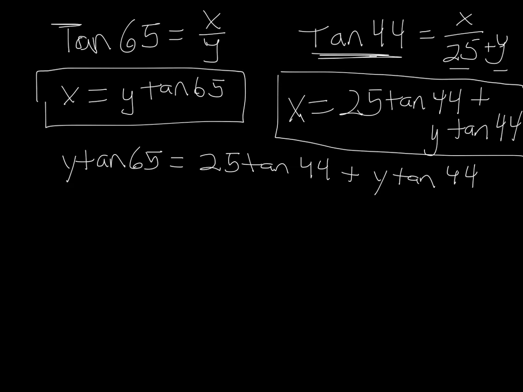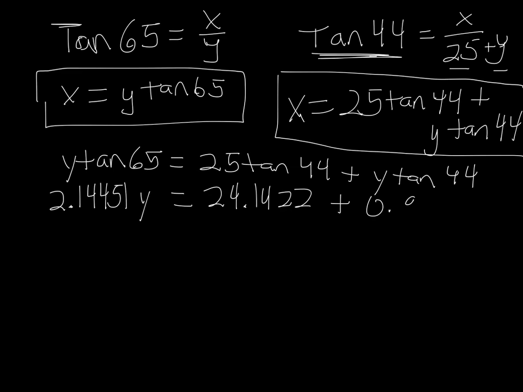So the tangent of 65, we're going to get 2.14451. Again, several spots past the decimal for accuracy, times the y. 25 times the tangent of 44 is 24.1422. And y times the tangent of 44 is 0.96569y. So we want to get our y's together, so we're going to subtract that over from this side and rewrite it.